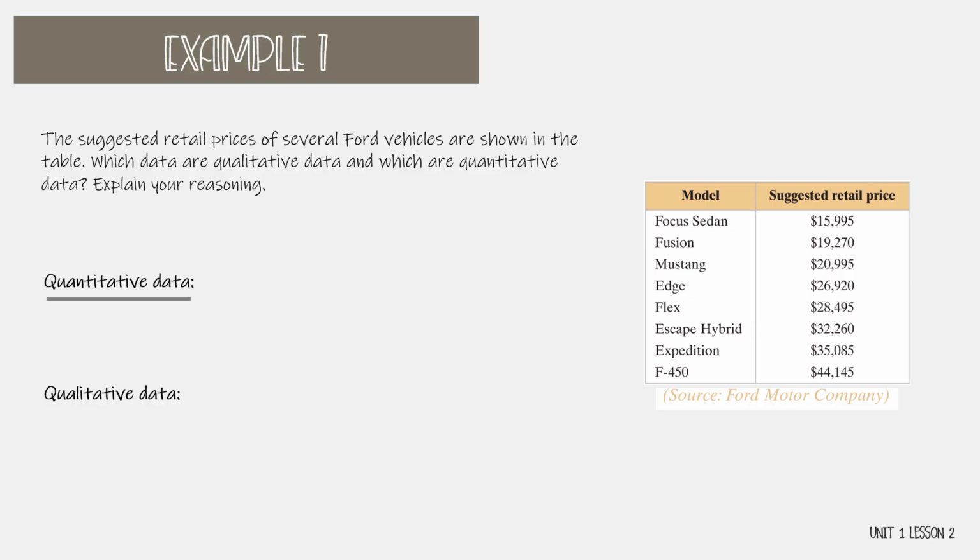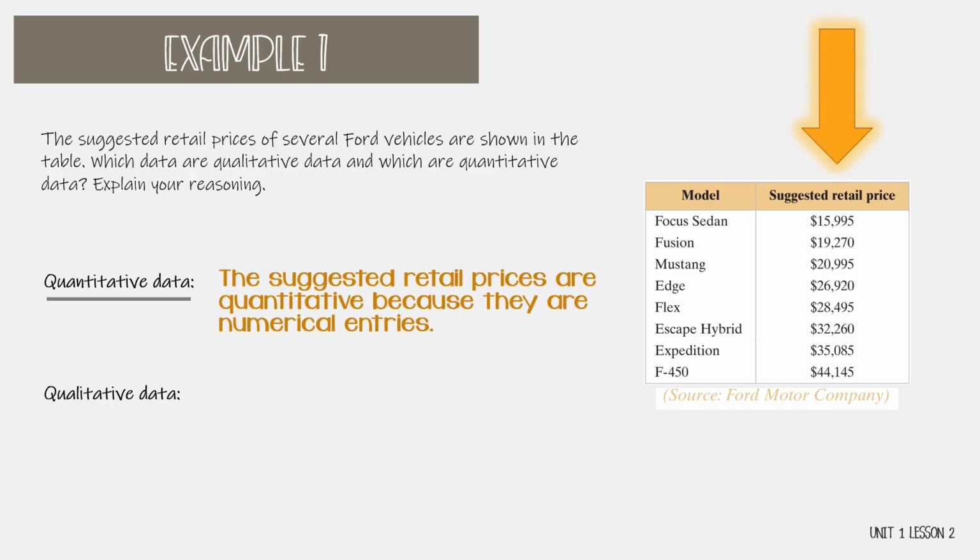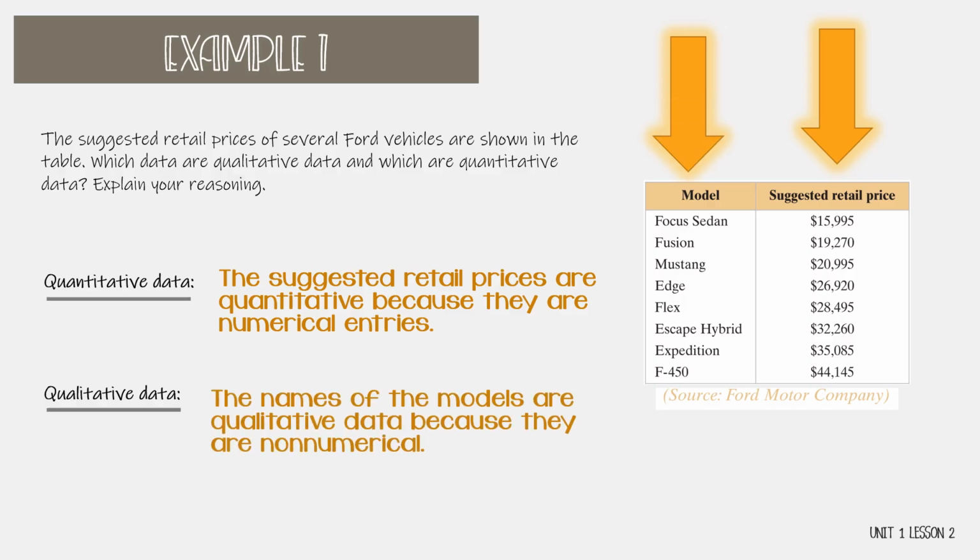First thing is quantitative. So we're looking at number values, which would be this column right here. The suggested retail prices are quantitative because they're numerical entries. Qualitative data, on the other hand, is going to be the model. So the names of the models are qualitative data because they are non-numerical.